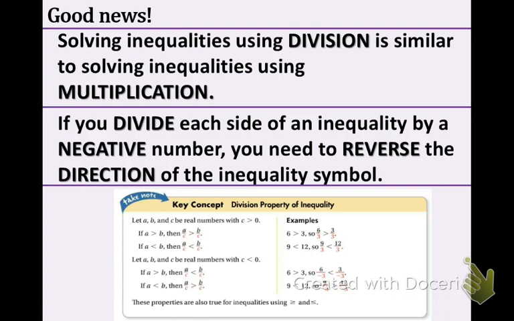Okay, now we're going to move on to division, but the good news for you is that when we solve inequalities using division, it is similar to solving inequalities using multiplication. So the same rule of flipping the symbol applies. If you divide each side of an inequality by a negative number, you need to reverse the direction of the symbol, in order to allow for that negative number going to both sides. So remember, you reverse the direction of the symbol, and I normally just call it flipping the symbol, so it's going the opposite direction.